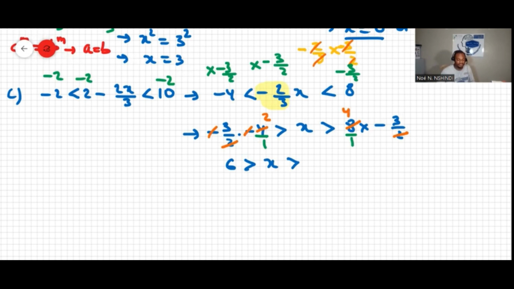4 times -3 is -12. So that makes -12. Now we can rewrite this in ascending order. So it's going to be -12 less than x, less than 6. See the order: 6 greater than x, greater than -12. So if we reverse it, it's going to be -12 less than x, and x less than 6. Okay, that was question C.